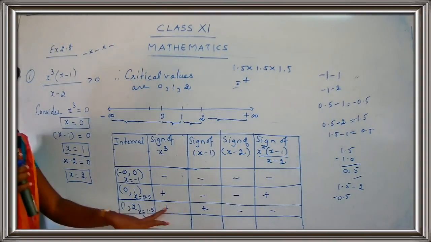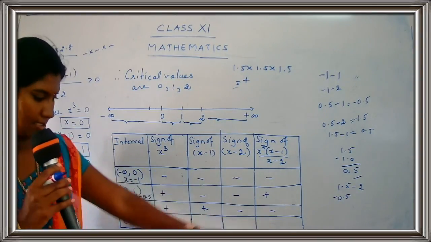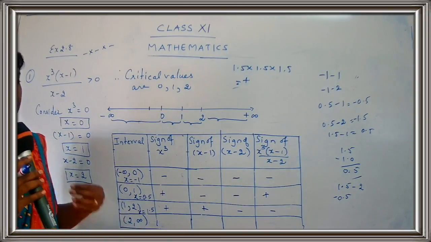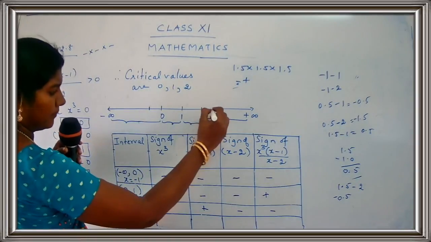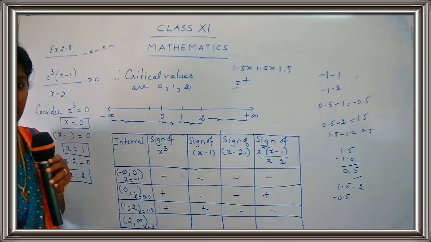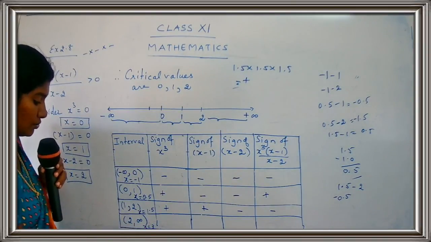So plus into plus, plus. Plus into minus, I get a minus answer here. Or 2 comma infinity. 2 comma infinity means you can choose any value. You have a lot of values. I'll just take the number 3. Okay children, I'll just choose the number 3. So write down x is equal to 3. You can take 4, you can take 5. It's of your choice.